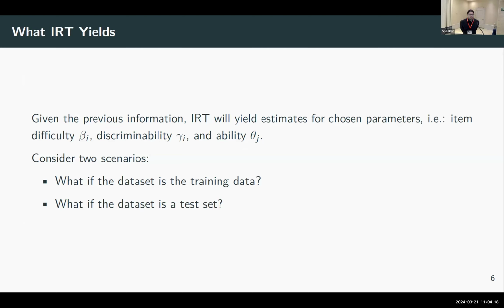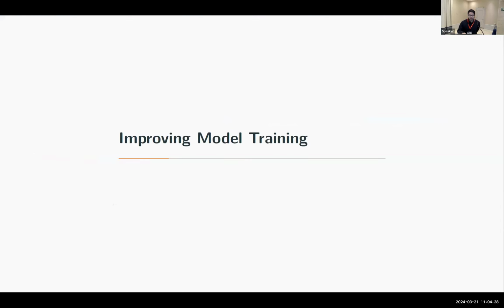So we're going to consider 2 situations. What if the data set we want to build is training data? And what if the data set we want to build is test data? So for the first case, John is going to talk about using IRT to improve model training by training models more efficiently.